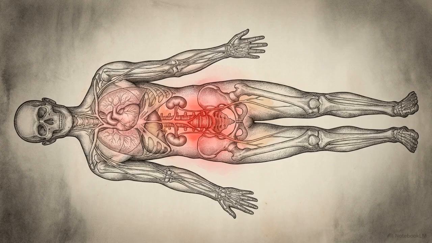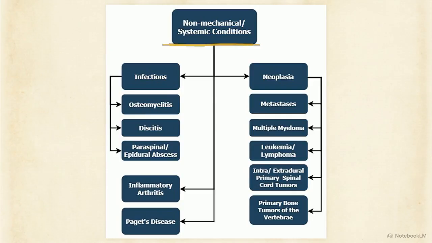The second diagnostic domain involves systemic, non-mechanical conditions. Here, the lower back pain is merely a secondary geographic symptom of a covert, aggressive disease process. This flowchart maps the primary systemic threats engaging the spine: infections and neoplasia. The spine is highly vulnerable to infiltration. Bacterial pathogens and metastatic cells utilize the Batson venous plexus, a valveless network of veins, to execute retrograde dissemination directly into the vertebrae from distant organs.